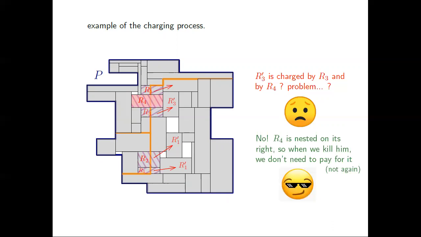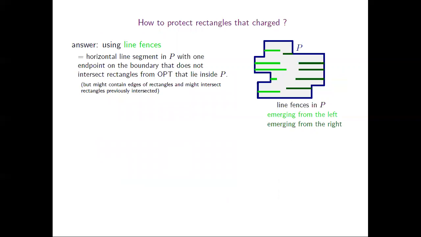But actually, no, because this one is nested. So we don't have to pay for it. We already paid for it. And R5 is charging this rectangle. So the fence, you know.